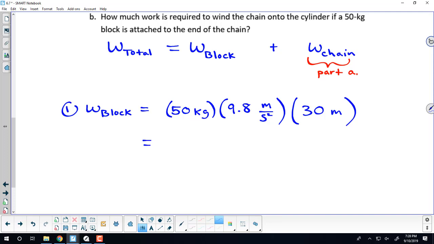Again, notice the units. Kilograms times meters squared per second squared gives us joules. If you just had the 50 times the 9.8, that's just going to give you a force in newtons. So we need that additional distance of lift for that point mass of the block to go up. So what was that? 14,700, is that right? Yeah.